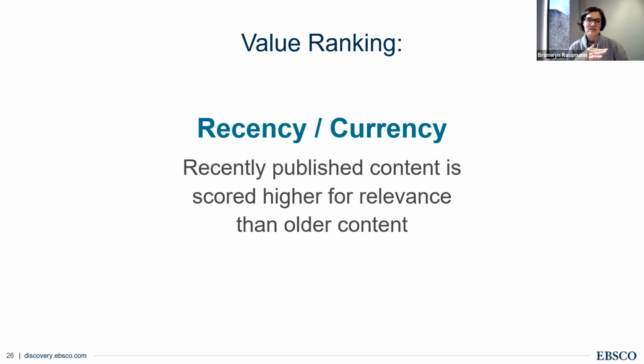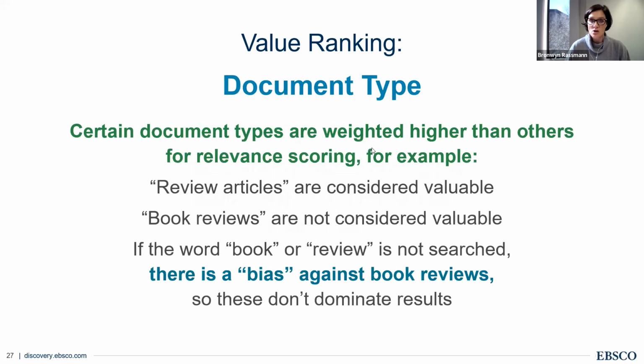2020 versus 2022, and your 2022 article will come up at the top of your result list. Same for document type. We are not going to push your user towards book reviews or news articles if you are looking for an academic result list, if you want academic content coming in. Unless, of course, you search specifically for news or book reviews. Then we'll give that to you and we'll sort it by relevance.